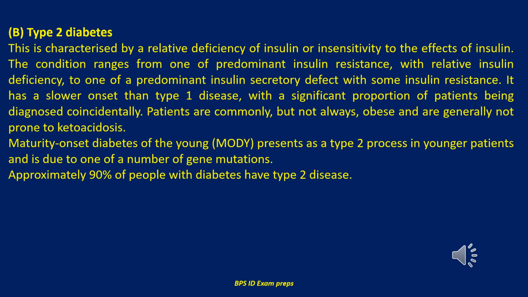Maturity-onset diabetes of the young, abbreviated as MODY, presents as a type 2 process in younger patients and is due to one of a number of gene mutations. Approximately 90% of people with diabetes have type 2 disease.